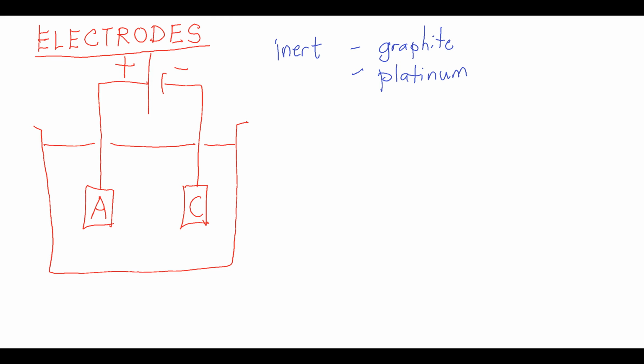Now, copper is a reactive electrode, particularly if the copper electrode is the anode, then something else will happen. If the copper is at the cathode, then nothing will happen. Something will happen only when you use copper as the anode.